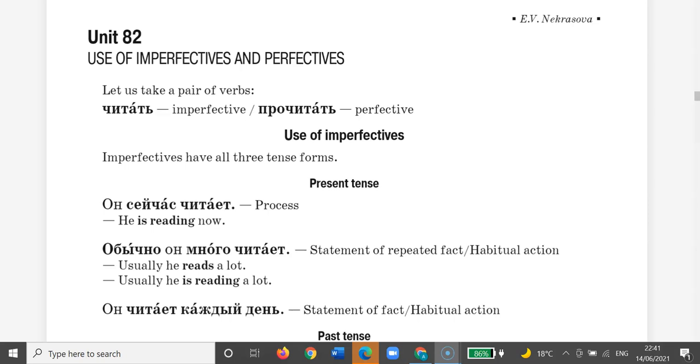So он читает каждый день. Каждый день is again specifically used here to describe a habitual action. So he reads every day.